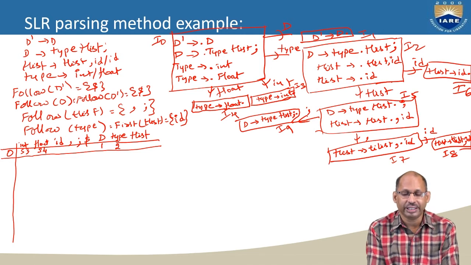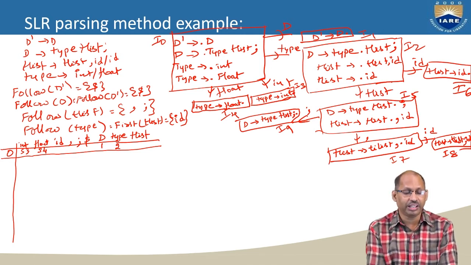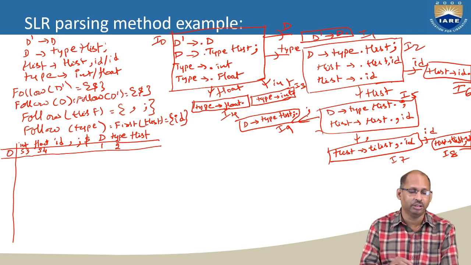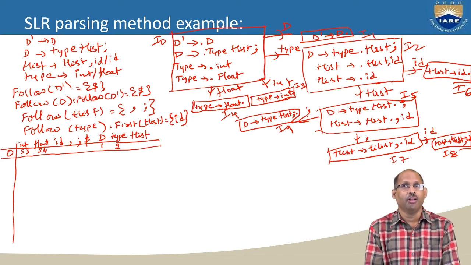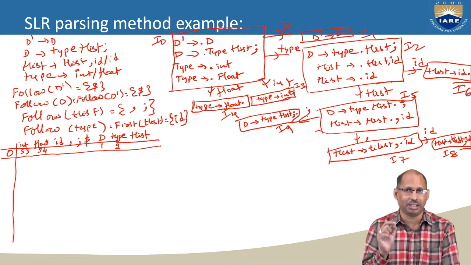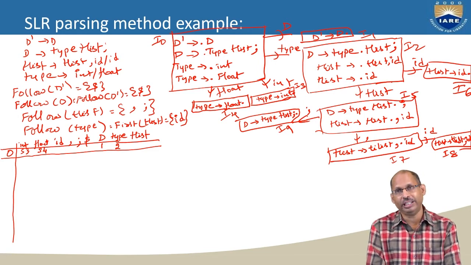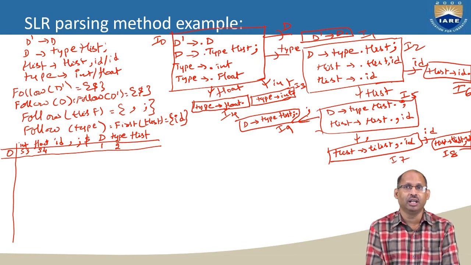So type gives int dot. So we write S3 on terminal int. On terminal int it is going to I3, so we write S3. Then on float, float is a terminal. On terminal it is going to I4, meaning S4. S3, S4, 1, 2. So we have written the shift operations and go to operations for I naught.